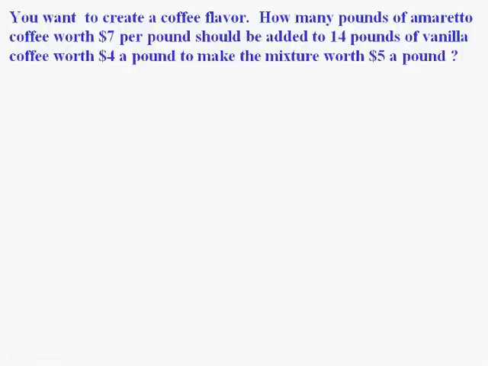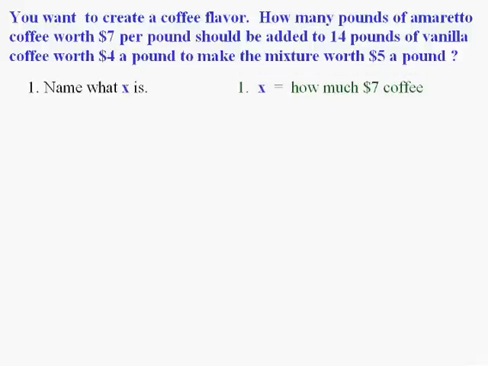Okay, let's expand this idea to perhaps a business application. We're still going to have a mixture. We want to create a coffee flavor. We've got some amaretto coffee and we've got some vanilla coffee. So the question is, how many pounds of amaretto coffee, which costs $7 a pound, should be added to 14 pounds of vanilla coffee, a little cheaper at $4 a pound, to make a mixture that should be sold for $5 a pound? Well, once again, let's start off, as always, naming what x is.